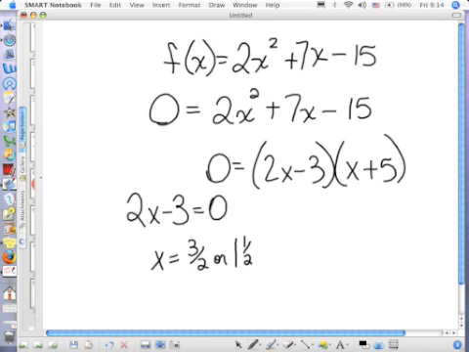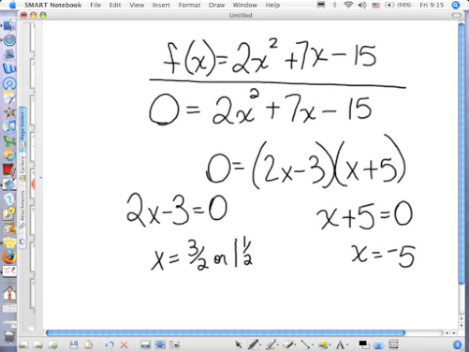Then we'll assume x plus 5 equals 0, and we'll figure out what x would be. So I now know the x-intercepts of this function. We said it opens up. We said it crosses the y-axis at negative 15. And now we know it crosses the x-axis at positive 1/2 and negative 5. That's a pretty skinny parabola because the vertex is way at the bottom and the x-intercepts are pretty close together.